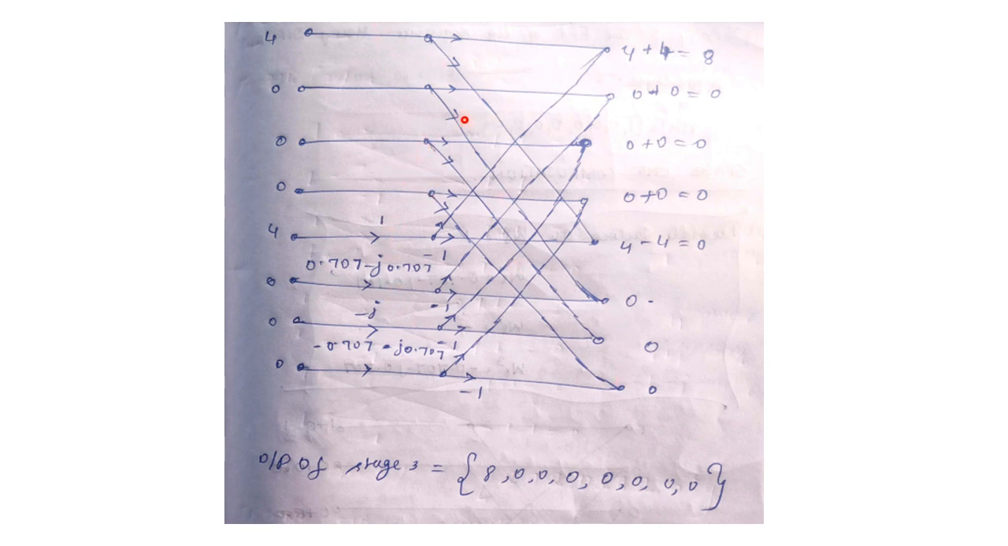We have clubbed all the 8 inputs and formed a single DIT pair, and we have calculated, and the output is obtained as 8, 0, 0, 0, 0, 0, 0, 0. So this is the output of stage 3. The output of stage 3 is the actual DFT of the given sequence. Thus we have found the DFT of the given sequence as 8, 0, 0, 0, 0, 0, 0, 0. This will be the final answer.